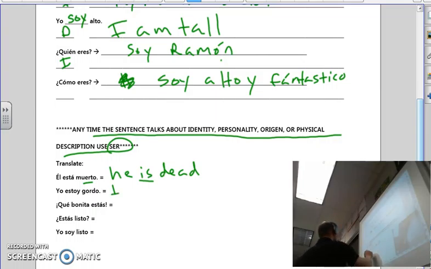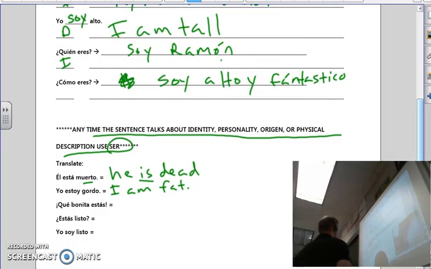Yo estoy gordo. This is a physical description, but I put a star here. This is kind of like maybe you ate at a buffet 3 nights in a row and you gained 2 pounds really quick and you just look fat and you feel fat, but you're not really normally a person who is that big. You'd be like, estoy gordo. Or after you get done eating a whole lot of food, you might say, estoy gordo. I feel fat, or I'm a little fat right now.